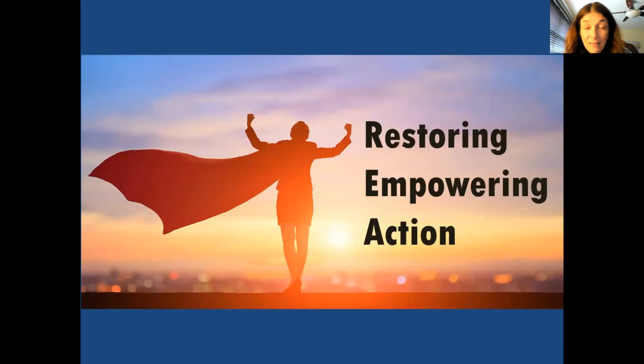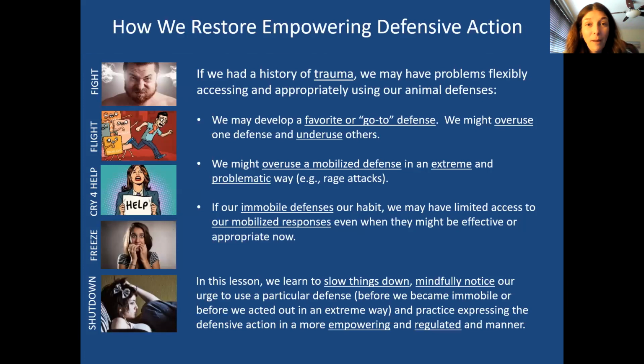Okay. Next, restoring empowering action. Okay. Very important. This gives us a great sense of control and a sense of empowerment, of course, right? Because we're not just going to be hijacked by our emotions or by our defense mechanisms. Okay. So on the left side here, we could see the 5 major animal defenses. So fight, flight, crying for help, freezing, and shutting down.